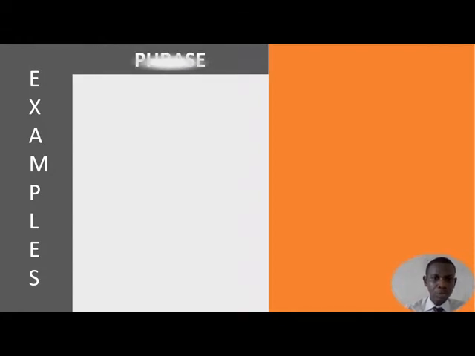Alright, let's look at some examples now so that we can easily differentiate between a phrase and a clause. Please don't forget our definition because it's very important. It will help us now. A phrase is a group of words that has no finite verb. So let's take an example here.